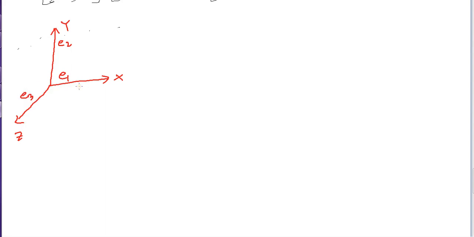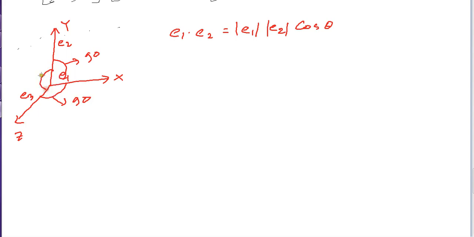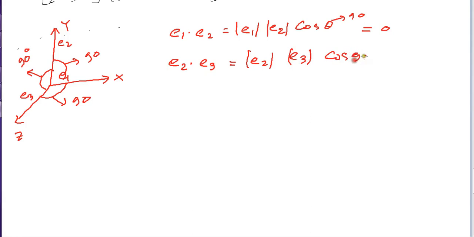So from the dot product we know that if we write down the dot product E1 dot E2, it equals the norm of E1 times the norm of E2 times cos theta. So what is the value of cos theta? They are unit vectors, right? We know the angle between X and Y is 90 degrees, or Y and Z is 90 degrees. So every angle here is 90 degrees, right? So for E1 and E2, cos theta would be cos 90 degrees, and the whole term should be 0, right? In the same way, we can write E2 dot E3, the norm of E2 and the norm of E3, and cos 90 degrees would be 0.